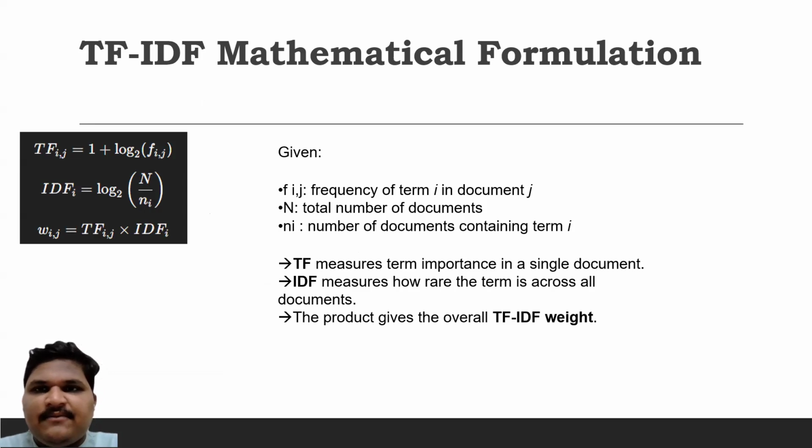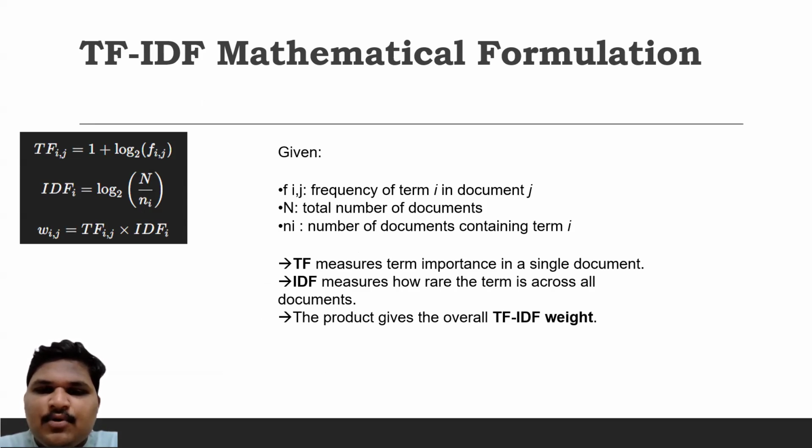Understanding the TF-IDF mathematical formulation. Here we use the formula for the term frequency: 1 plus log base 2 of frequency Fij, and for the IDF, log base 2 of capital N by Ni. Here Fij stands for frequency of term i in document j. Capital N stands for total number of documents. Ni stands for number of documents containing term i.